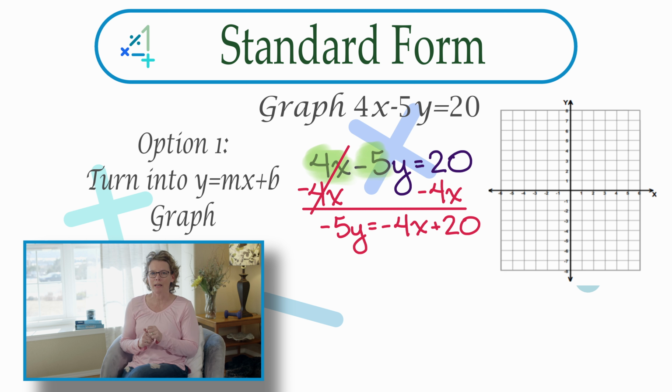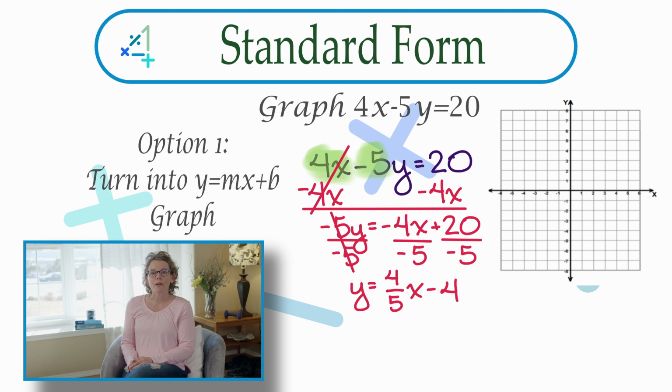Next, tackle that negative 5. I will divide both sides by negative 5. One important thing to remember is that when you divide both sides, you must divide every term by negative 5. We put the negative 5 under everything and simplify. y equals 4/5 x minus 4.